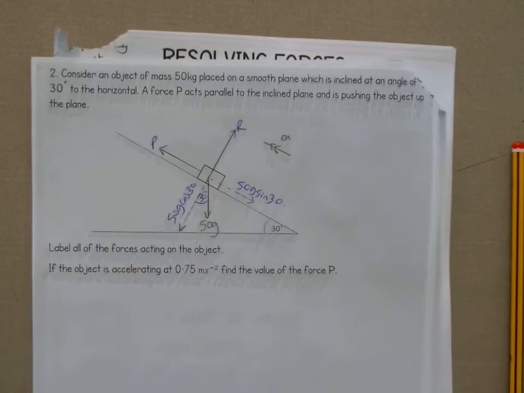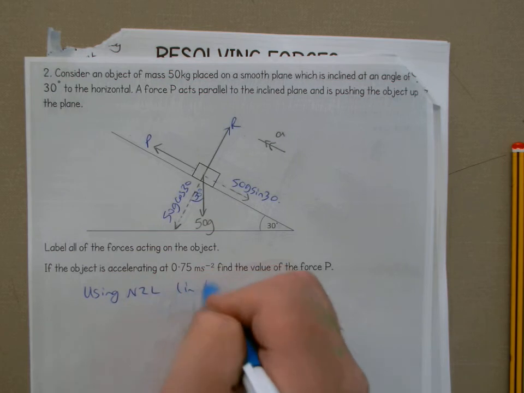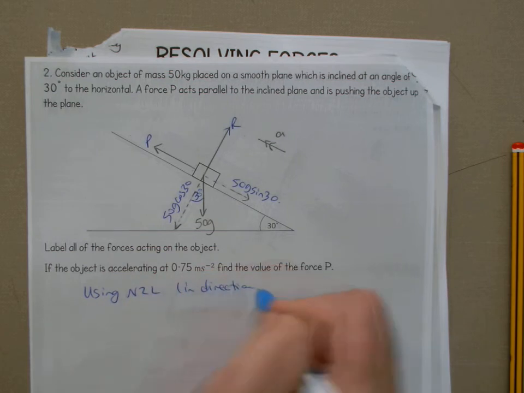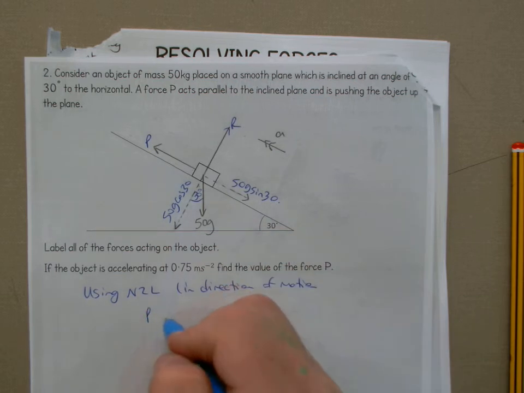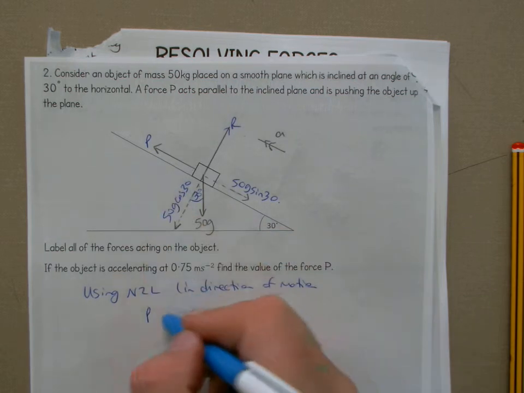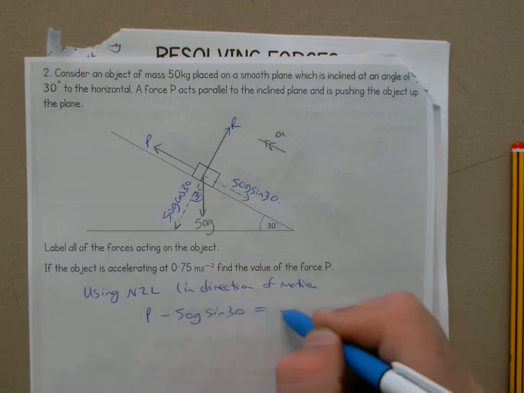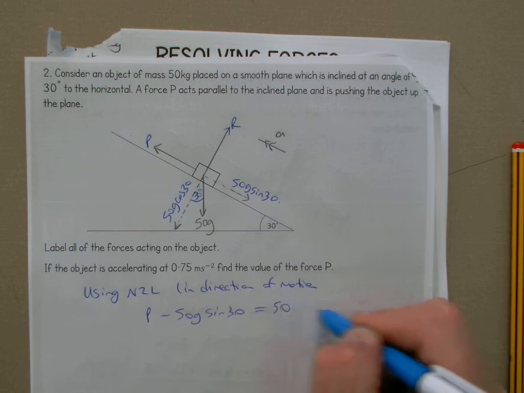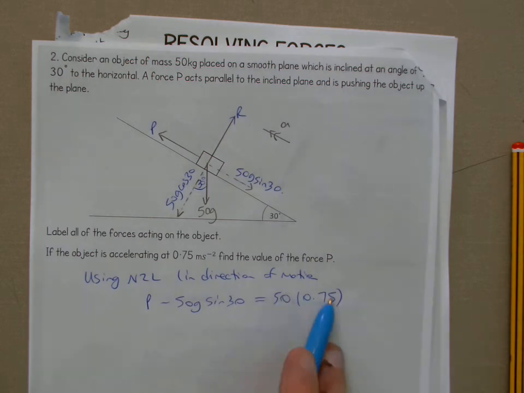So using Newton's second law in the direction of motion, we've got this push P taking us up, take away the 50g sine 30. That will equal mass, which is 50, times the acceleration. We know the acceleration is 0.75. So we can put that in, mass times acceleration.